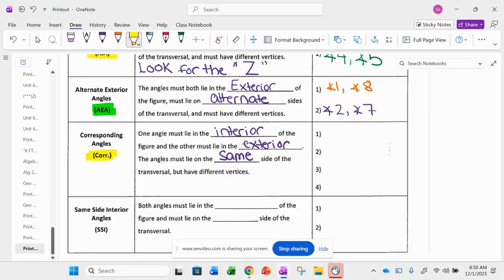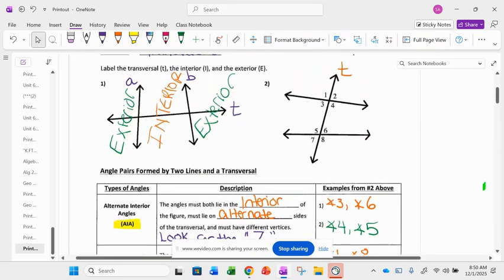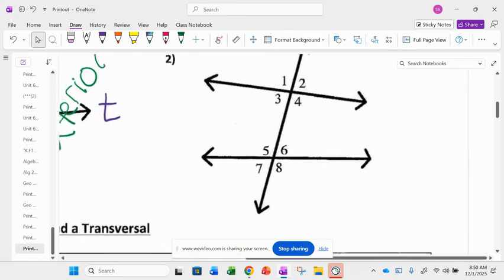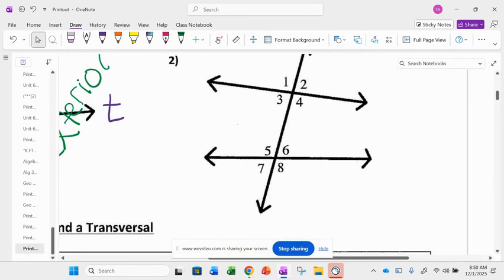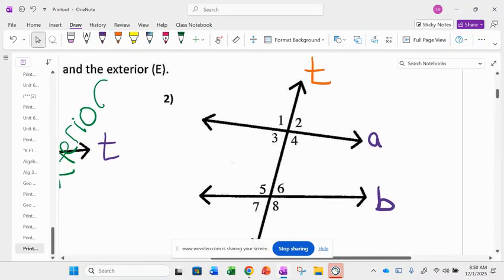I do have a trick for this, but first I'm going to explain what corresponding angles are. Basically, corresponding angles are angles that sit in the same position just on different lines. What do I mean? Let's name these lines so I can address them. I'm going to name this line, line A, and this line, line B, and then you have the transversal T.